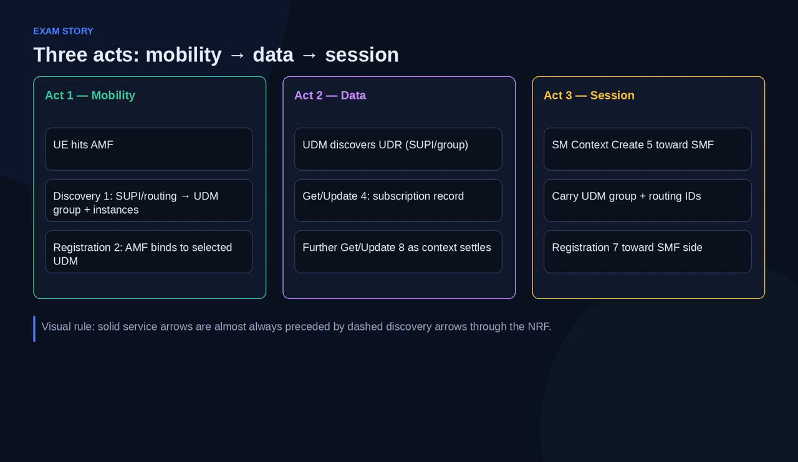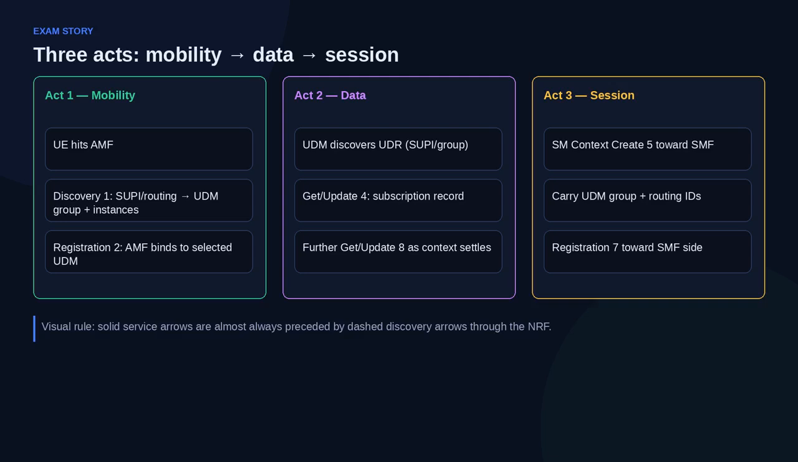Act 1 is mobility. The UE hits the AMF. The AMF's first job is not to invent subscriber data, it is to find who owns that subscriber. Discovery 1 toward the NRF uses SUPI or routing identity and returns a UDM group plus instances. Registration 2 binds the AMF conversation to that UDM.